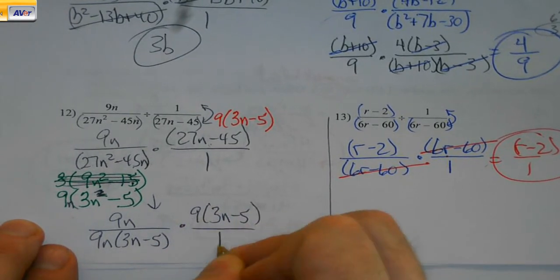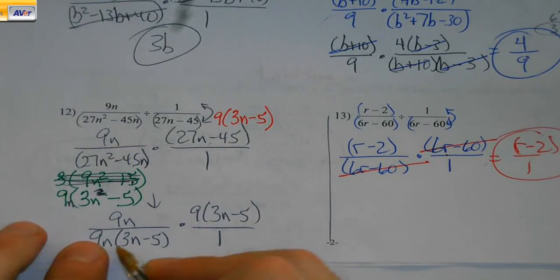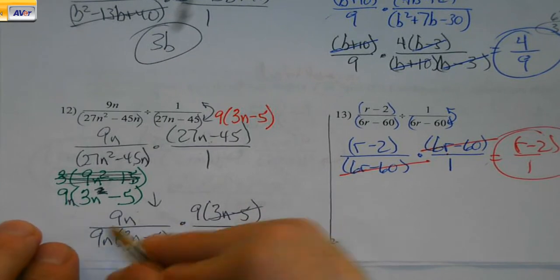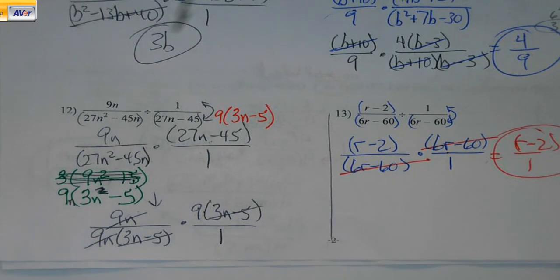Okay, there are all sorts of things that can get me into trouble here. 3n minus 5's cancel. Good. 9n's can cancel. Good. It's 1 to 1. I can't cancel this 9 with this one and then zap this 2. It doesn't work that way.